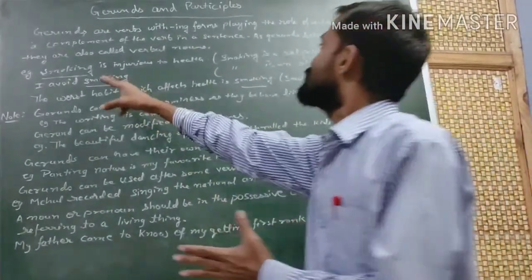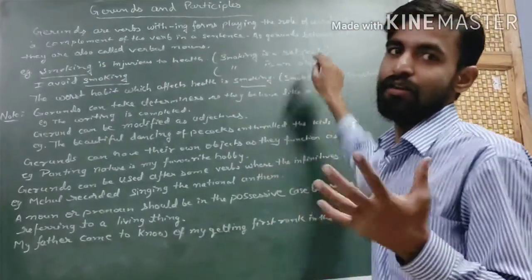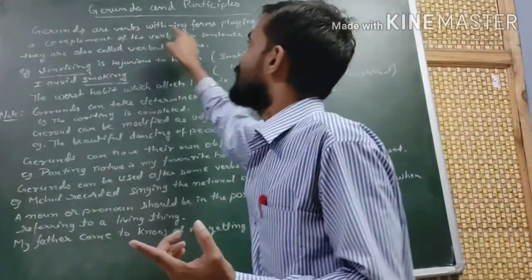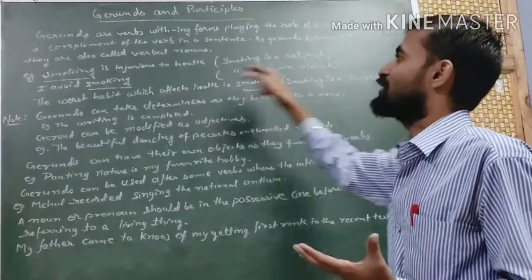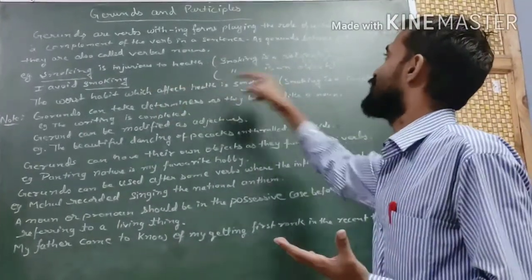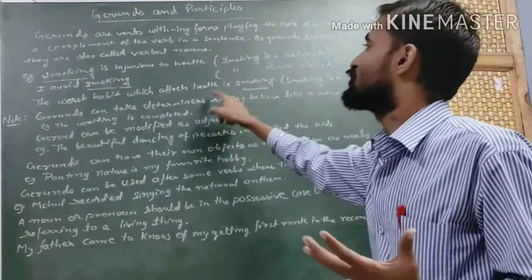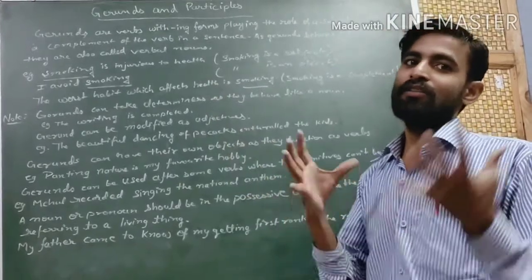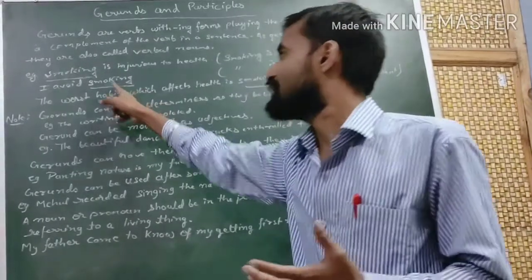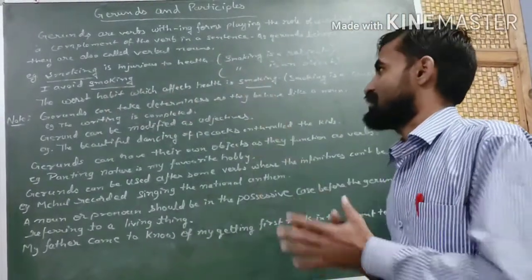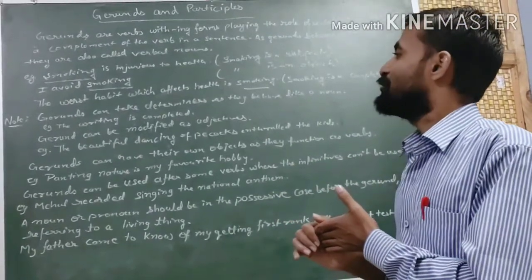Smoking here is represented as a subject. All three are what? Gerunds. Smoking, verb plus ing form. Smoking is the subject in the first sentence. Smoking is acting as an object in the second sentence, and smoking is acting as a complement in the third one. This is the difference. It is acting as a subject here, an object here, and a complement here. The worst habit which affects the health is smoking.